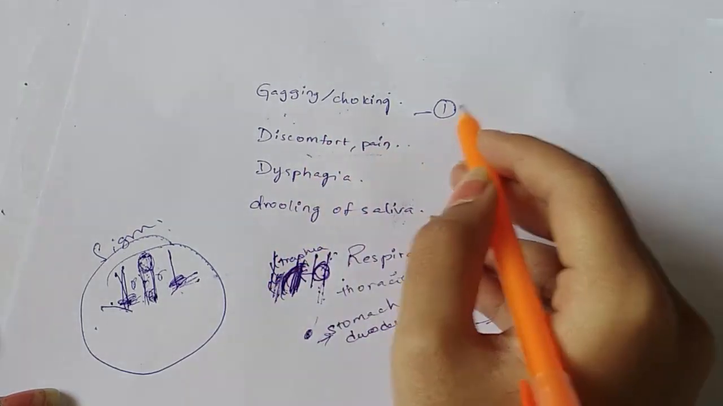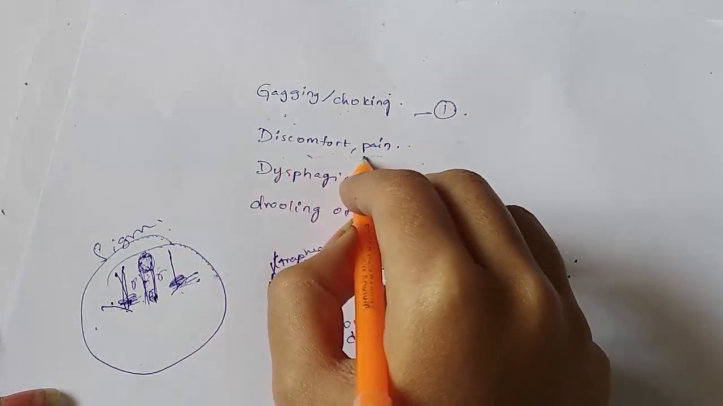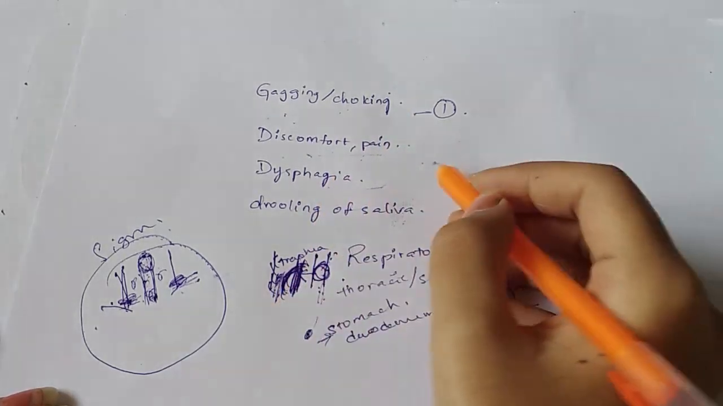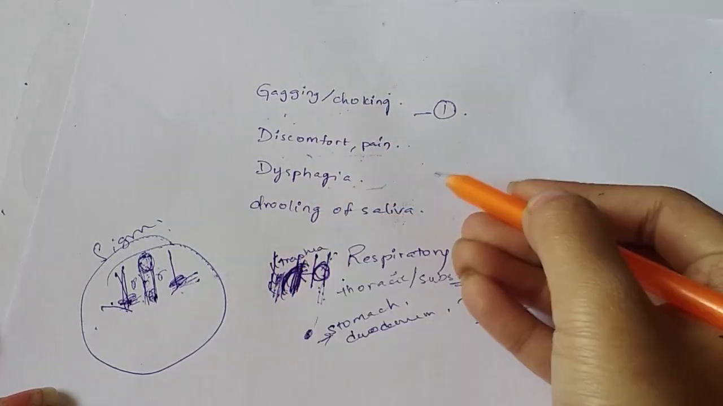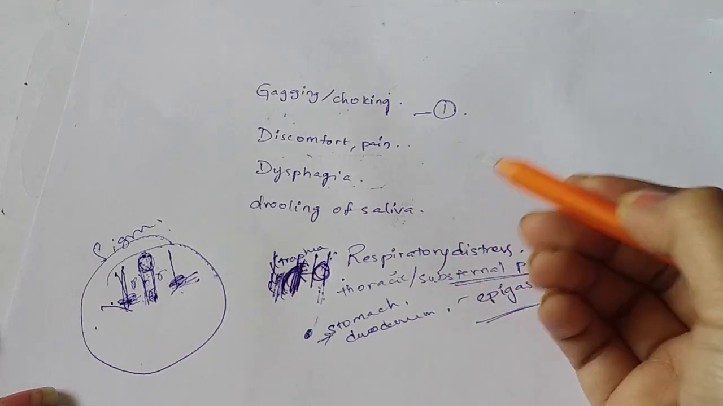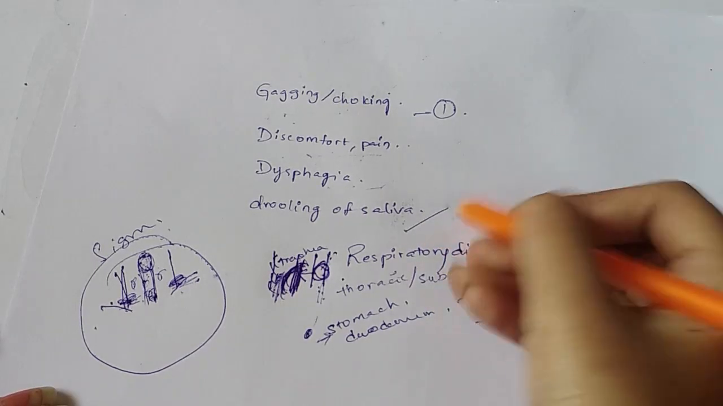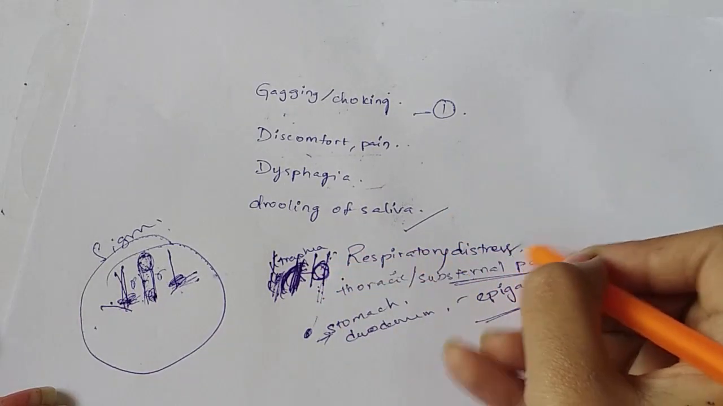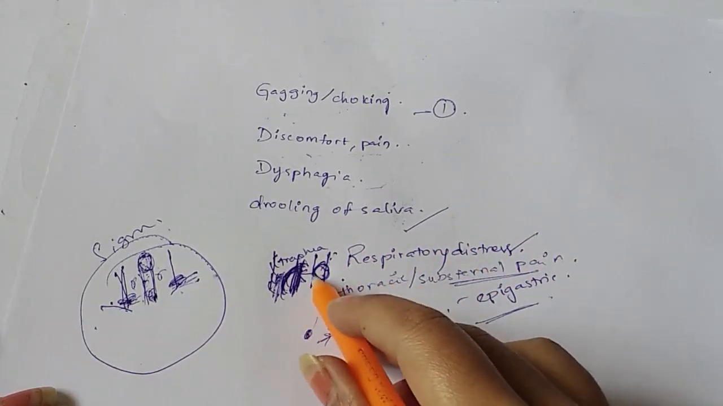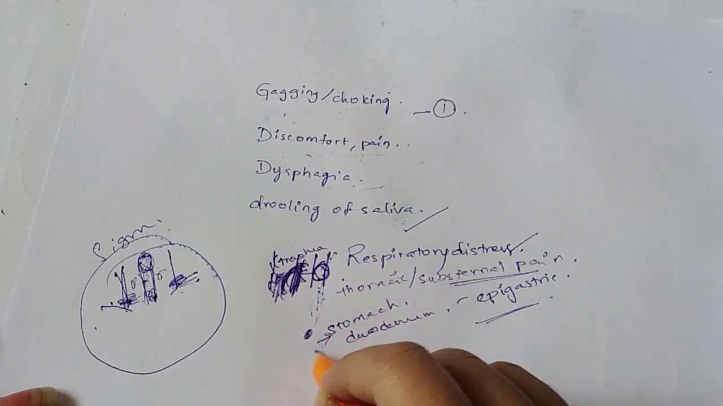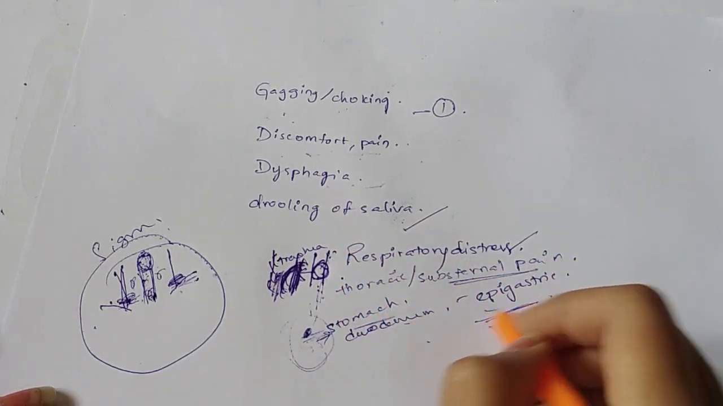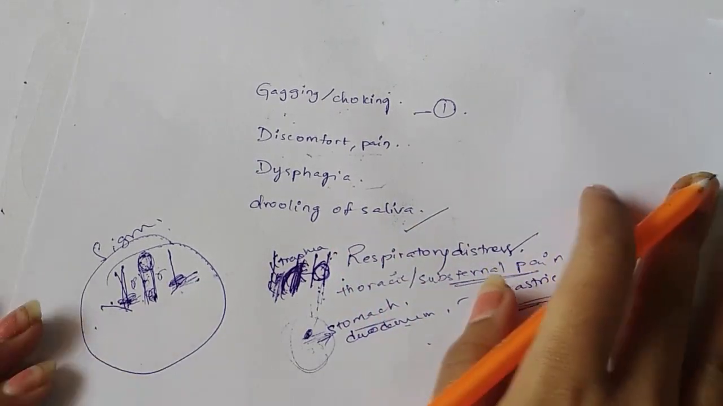due to its lodgement there will be obstruction, and that causes pain or discomfort. Due to that pain we cannot swallow, so that is dysphagia. And for the protective mechanisms, there will be increased saliva, drooling of saliva, and due to the pressure on the trachea there will be respiratory distress. And because of this, in the thoracic part or in the abdominal part, in the cardiac end of the esophagus or stomach or duodenum, that will cause epigastric pain. That's it.